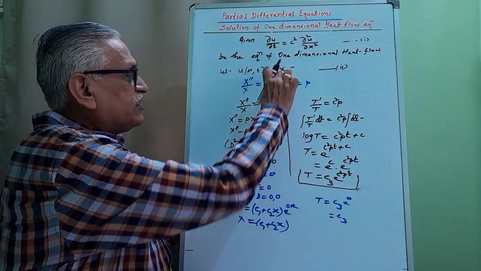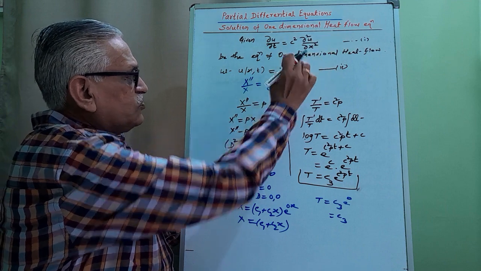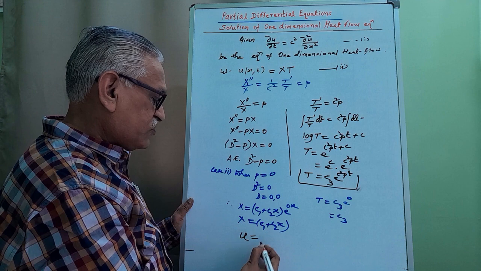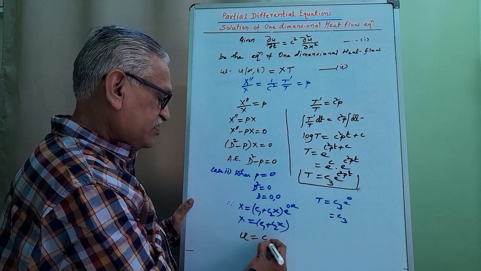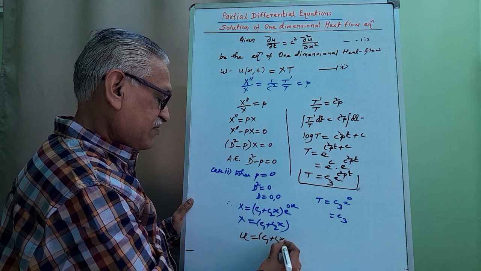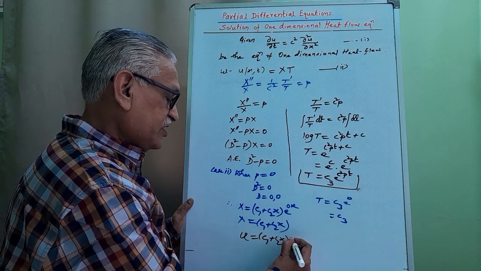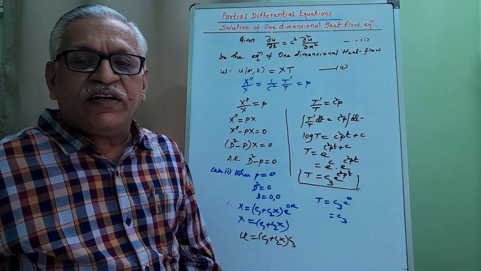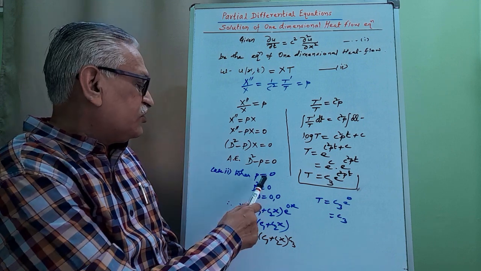Substituting these two values in equation 2, we get that solution as u is equals to X into T, it is c1 plus c2x into c3, is the another solution when that value of p is 0.